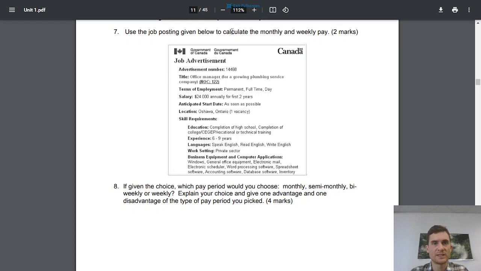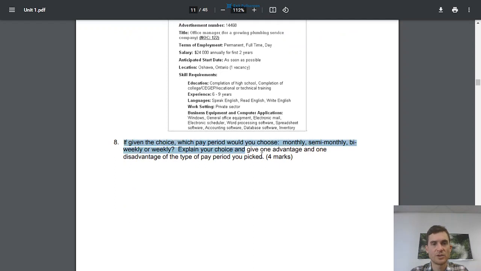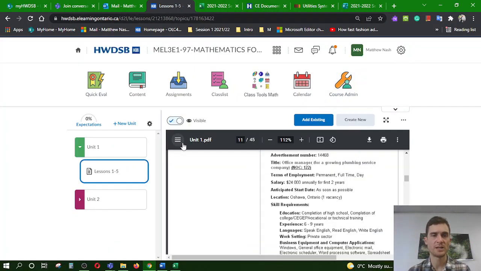There's the monthly and weekly pay. So you look at the annual salary again, and you're going to divide it by the months, and you're going to divide it by the weeks. If you're given a choice, which one would you want? What's a good reason why you'd want one of these? And what's maybe something that's not so great about choosing one of these? I hope that is helpful to you.